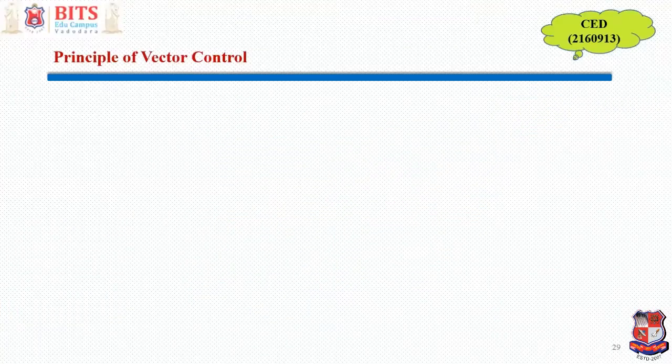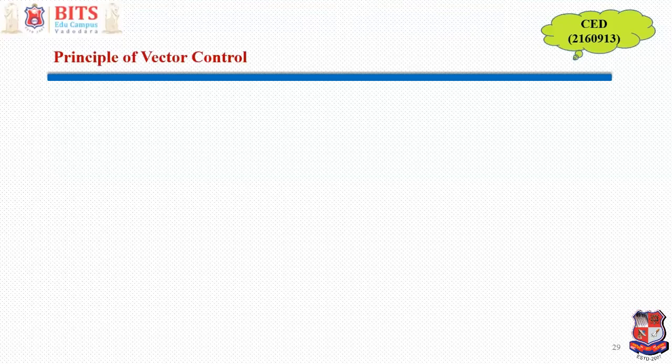Good afternoon, everybody. So let's continue with the discussion of dynamic modeling and vector control of AC drives. That is unit number 5 of the subject Control of Electrical Drive, 6th semester electrical. So yesterday we had discussed the vector control. We'll quickly revise that, and then we'll go to the next topic, that is direct torque control.